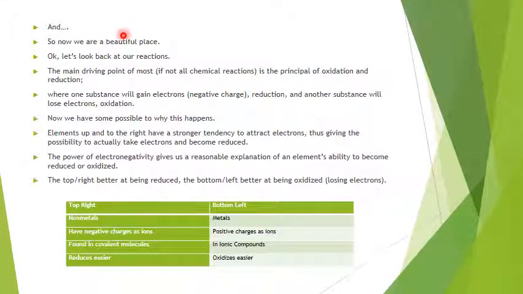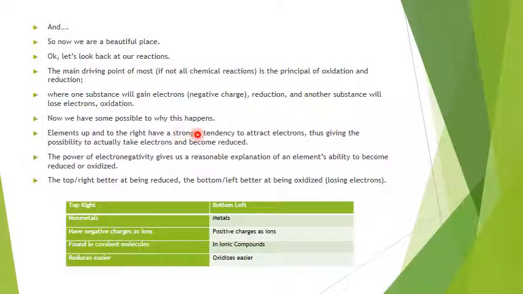And this puts us at a beautiful place. Okay, so let's look back at our reactions when we were talking about chemical reactions. The main driving point of most, if not all, chemical reactions is the principle of oxidation and reduction, where one substance will gain electrons or negative charge and be reduced, while another substance will lose electrons and be oxidized. Now what we can do is have some possible explanation why this happens.